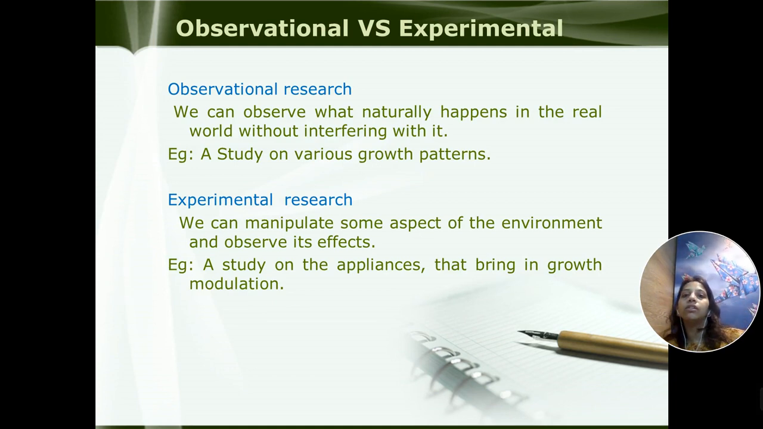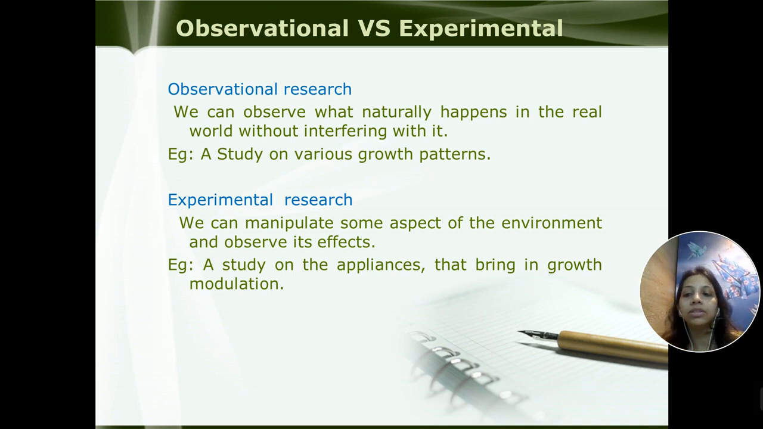Next is observational research and experimental research. So what is observational research? In observational research, we just observe what is naturally going on around us and we document it. Like there are different growth patterns of the maxilla and mandible. We just observe the different growth patterns of the maxilla and mandible without any additional intervention or any manipulation of the naturally going on procedure. You just observe it and document it. That is your observational research.